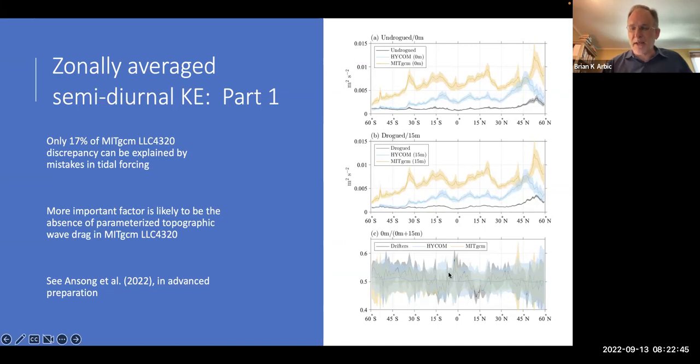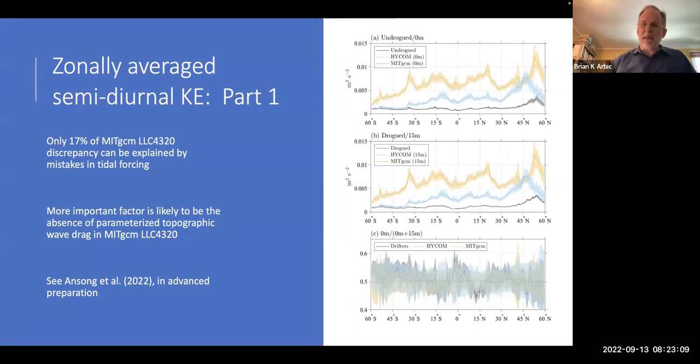The vertical structure, by the way, within error bars basically shows very little vertical structure. One other thing I'll mention is that HYCOM is an operational model. We've tuned it for years to be close to the observations. So we were surprised about the size of this discrepancy.